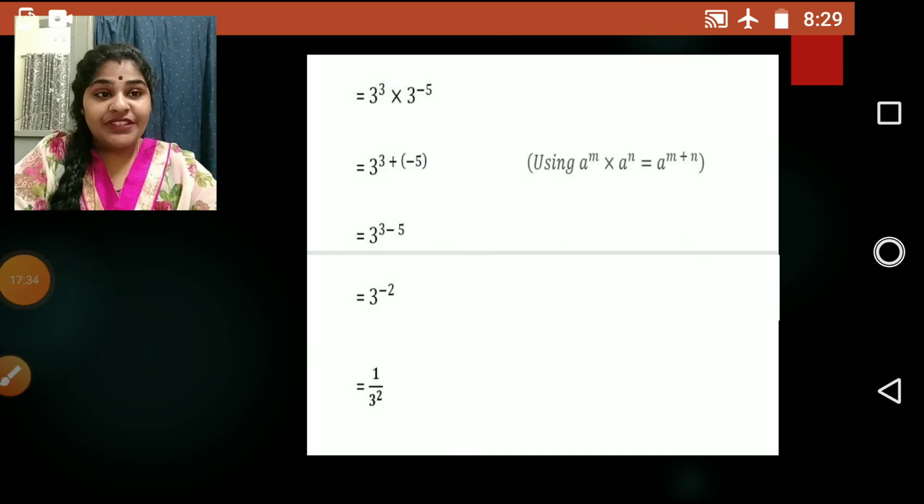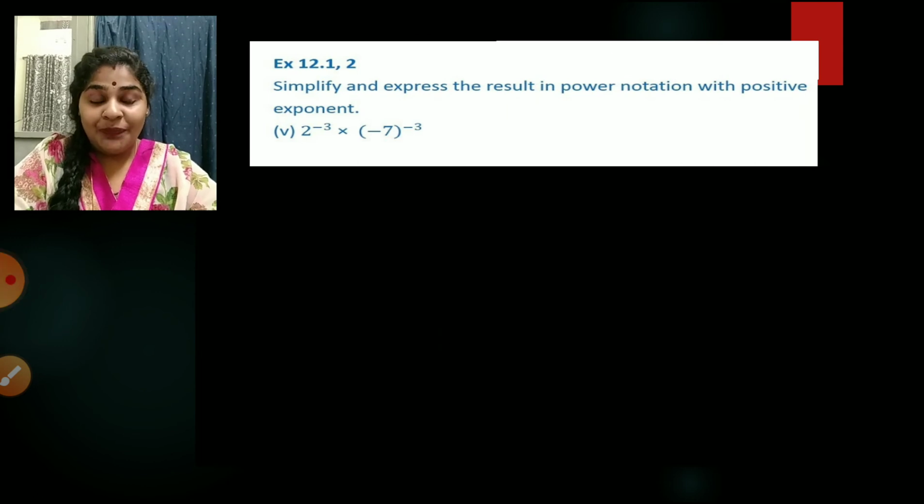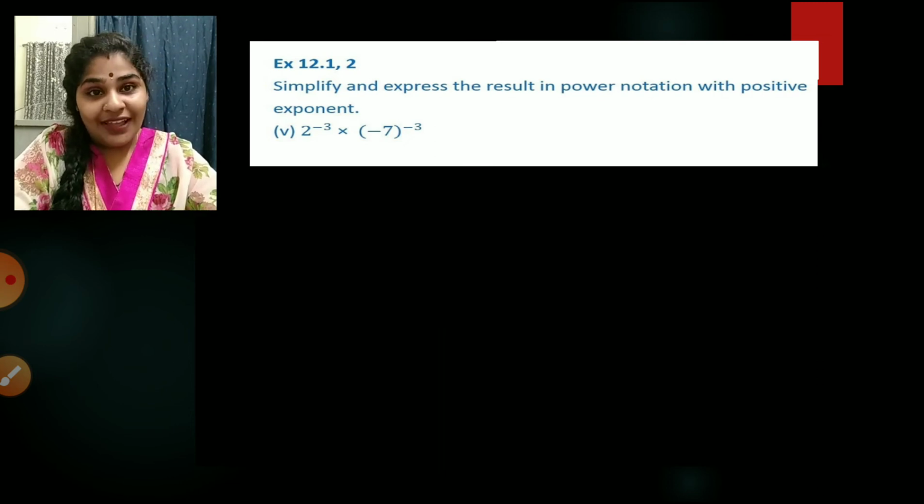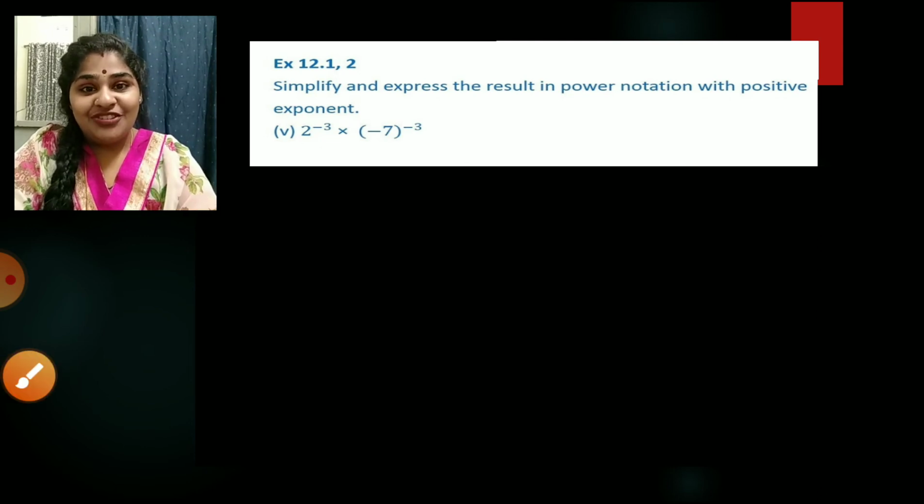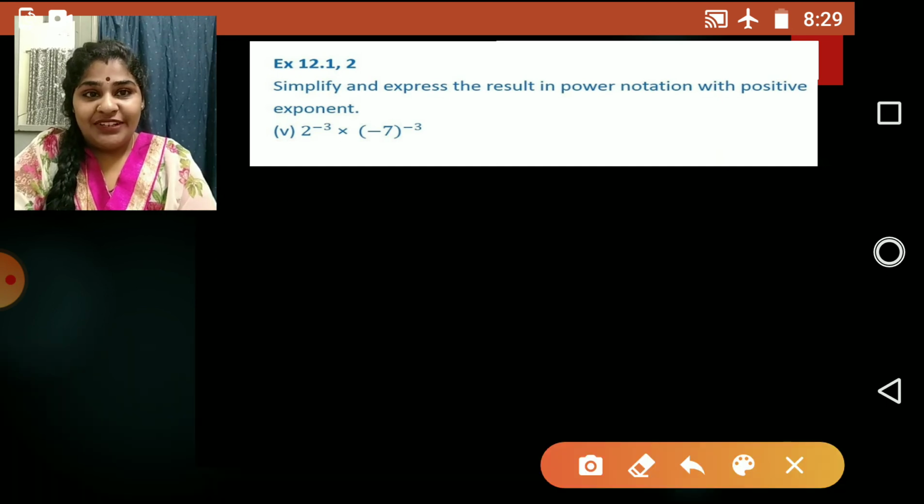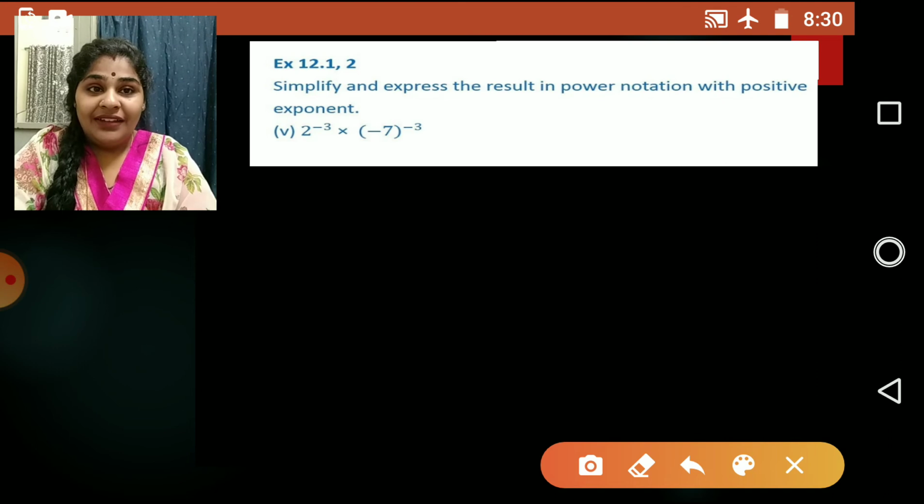Let us proceed children with the next sum. This is the last sum of question number 2. You can pause the video. You can first try by your own and then check for the answer. This is again very easy. All the basic laws can be used. So it is 2 raised to negative 3 multiplied by negative 7 raised to negative 3.